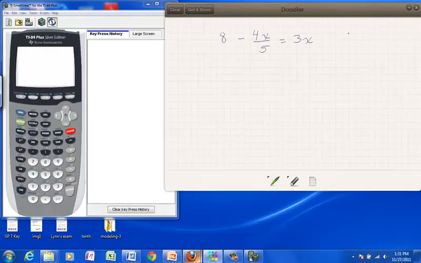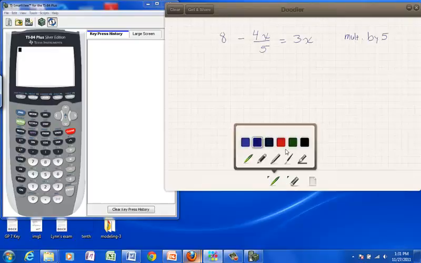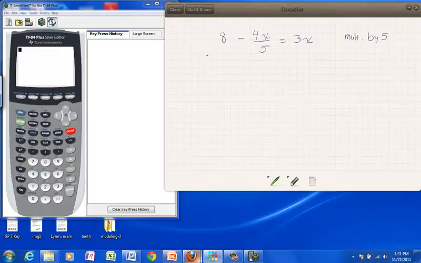All right, so for my first step, I'm going to look at this equation and try to eliminate or get rid of the fraction. The denominator here is 5, so my first step is going to be to multiply every term on both sides by 5. And I'm going to use lots of color here so that you can see what I'm doing.